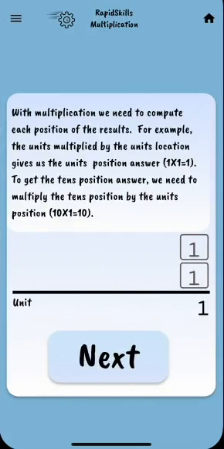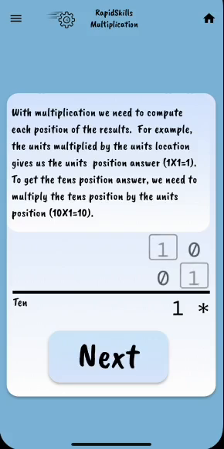With multiplication, we need to compute each position of the results. For example, the units multiplied by the units location gives us the units position answer. To get the tens position answer, we need to multiply the tens position by the units position.